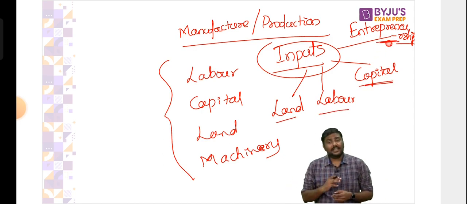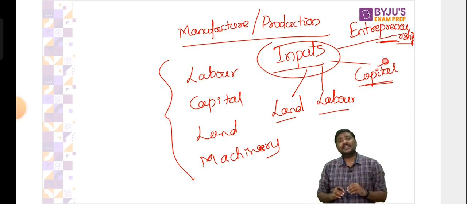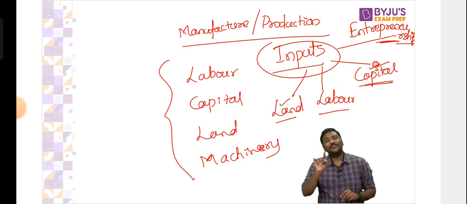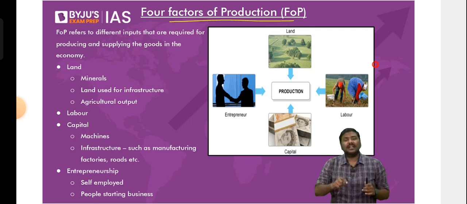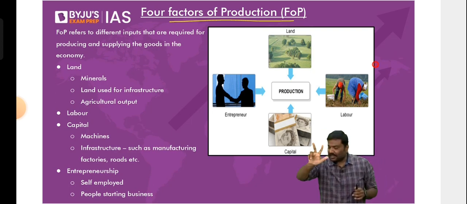Now some of you will say, sir, where is money? Money will be part of capital. Some of you will say, what about raw material? Raw material will be part of land. What about machines? Machines are part of capital. So understand the logic here: anything that you require to produce a good and supply it to the market will be covered under 4 heads: land, labor, capital, and entrepreneurship.